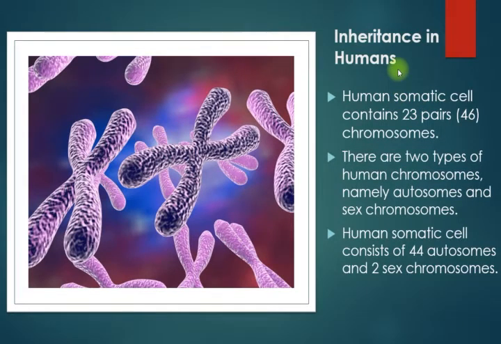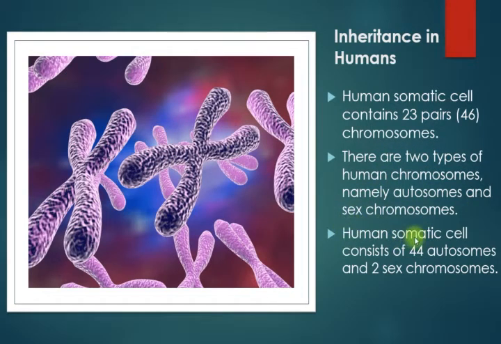Next we go to inheritance in humans. A human somatic cell contains 23 pairs of chromosomes, equal to 46 chromosomes. So you have to know that our somatic cell consists of 46 chromosomes in each cell. There are two types of human chromosomes, namely autosomes and sex chromosomes.